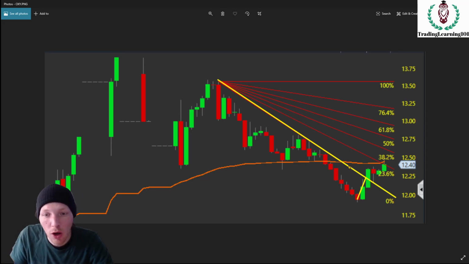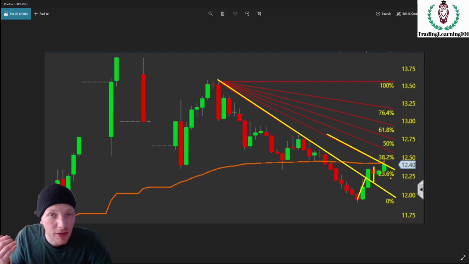This stock crossed over the 0 line, got above it, and when it pulled back right here, it held that 0 line as support and then pushed its way on up to the next line, the 23.6% retracement or projection. It's just a cool little strategy that I've come up with on my own using Fibonacci fans. I use this a lot as a day trader.